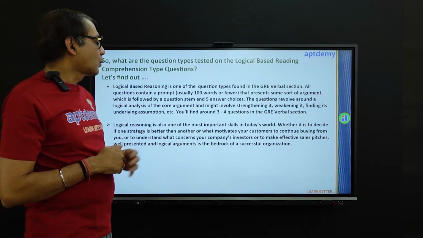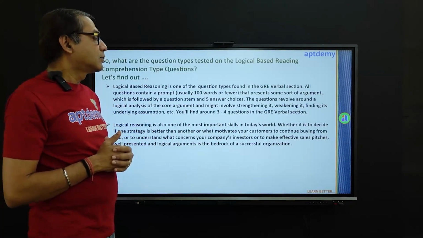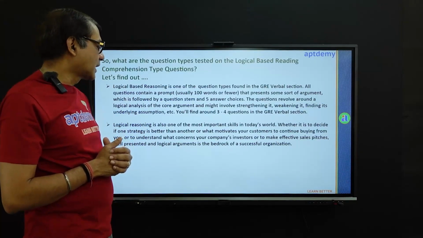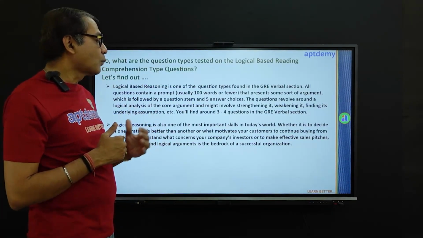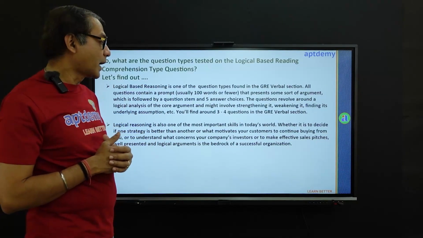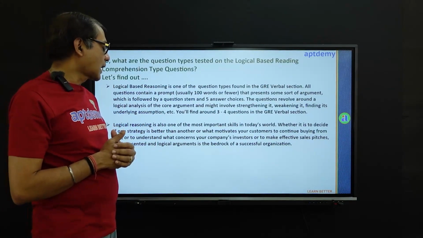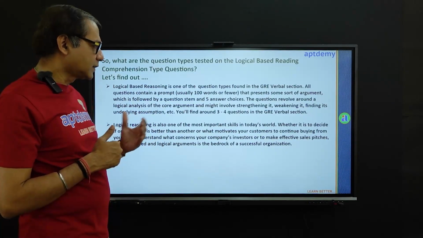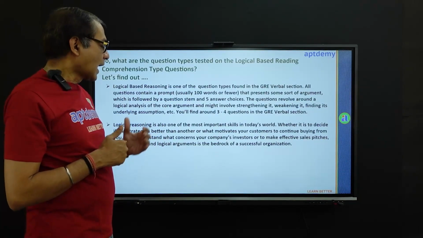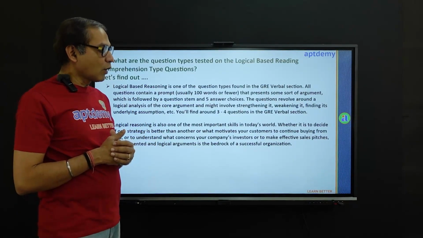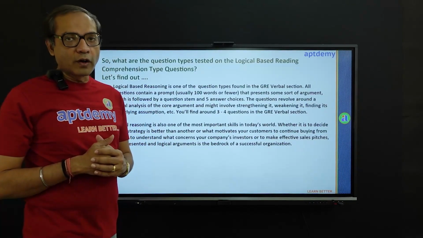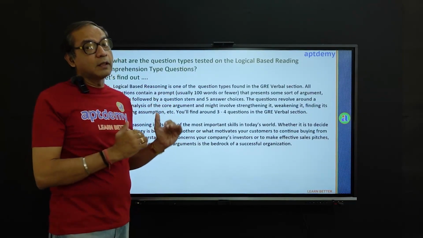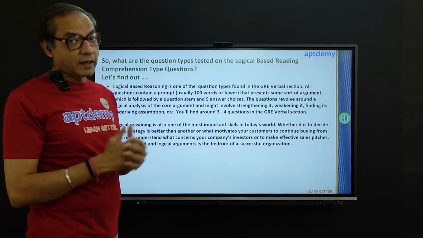Logical reasoning is also one of the most important skills in today's world. Why? Whether it is to decide if one strategy is better than another, or what motivates your customers to continue buying from you, or to understand what concerns your company's investors, or to make effective sales pitches, a well-presented and logical argument is the bedrock of a successful organization. So you can understand how important or how critical this particular section is for the examiners.